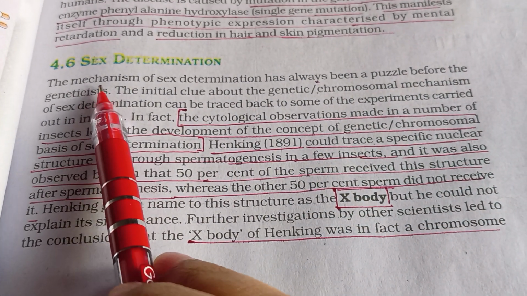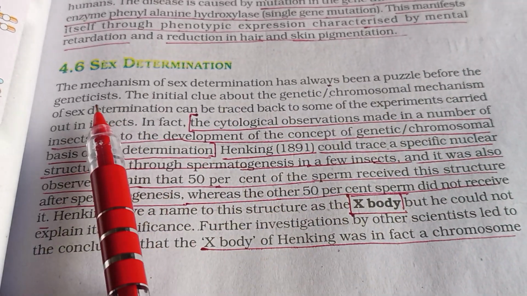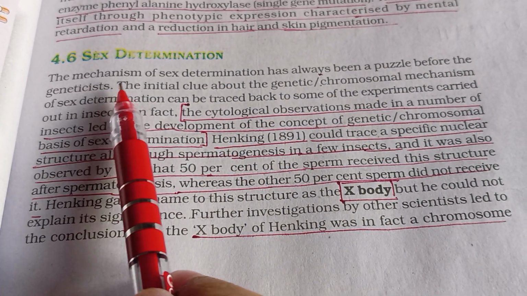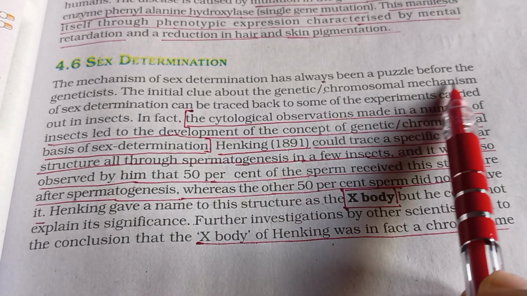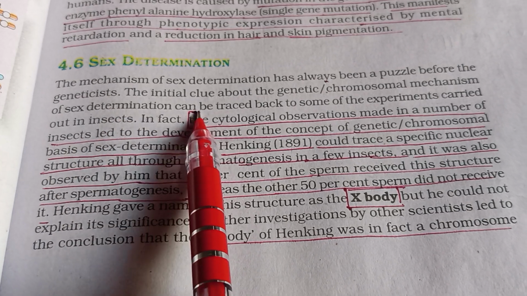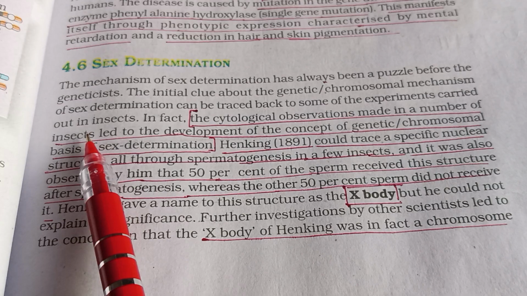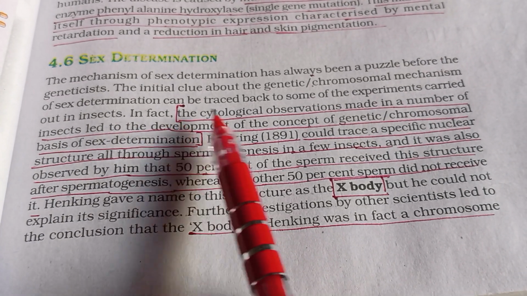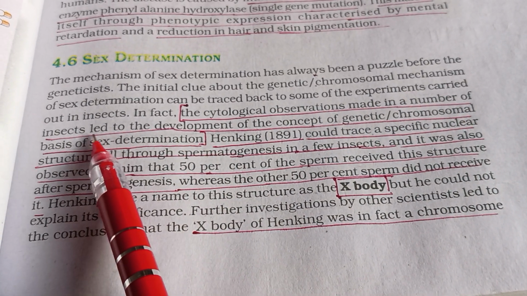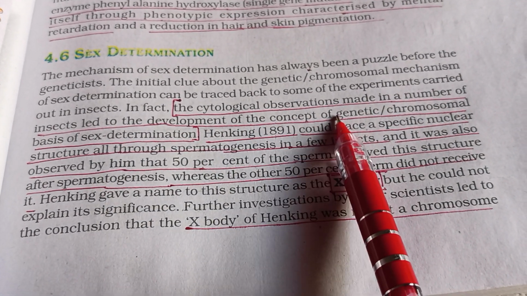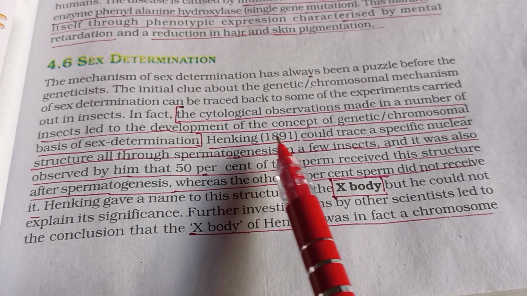Sex determination. The mechanism of sex determination has always been a puzzle before the geneticists. The initial clue about the genetic or chromosomal mechanism of sex determination can be traced back to some of the experiments carried out in insects. In fact, the cytological observations made in a number of insects led to the development of the concept of genetic or chromosomal basis of sex determination.